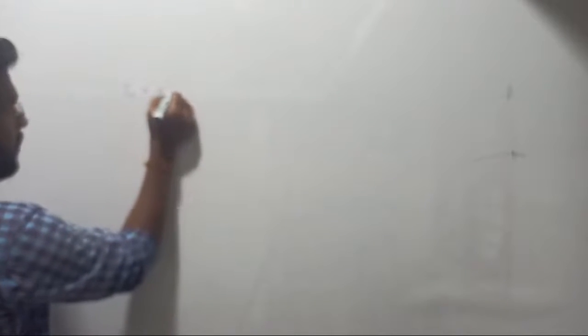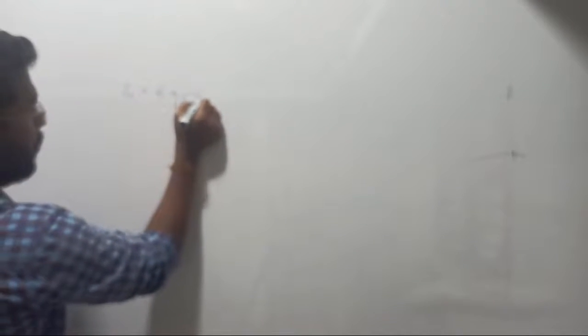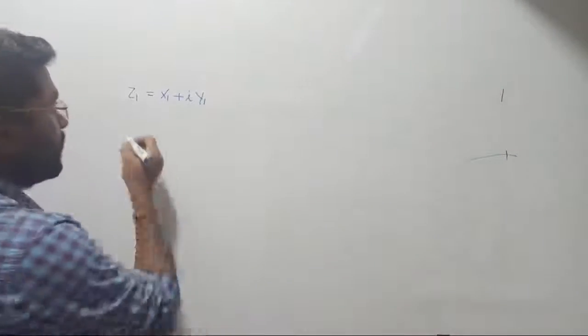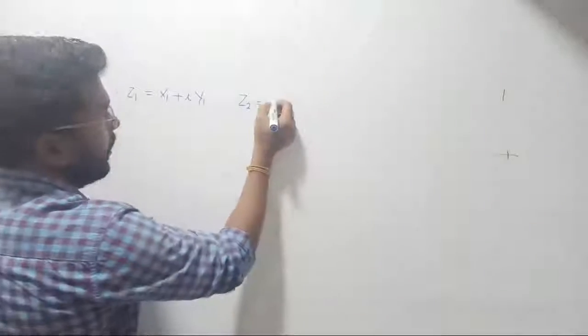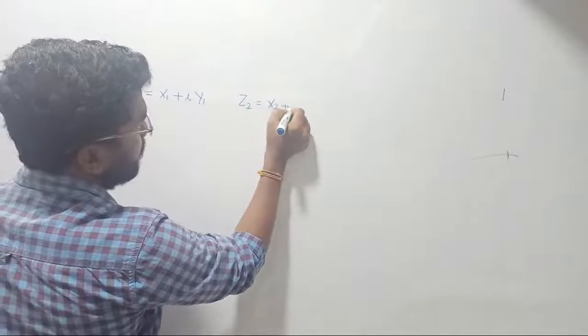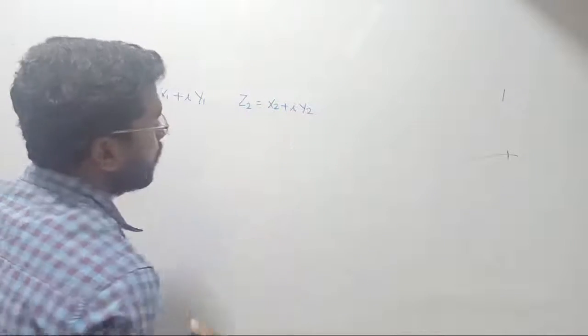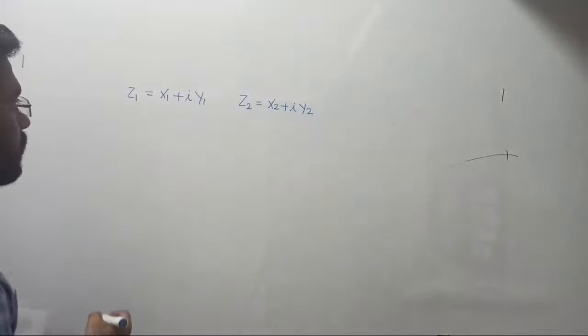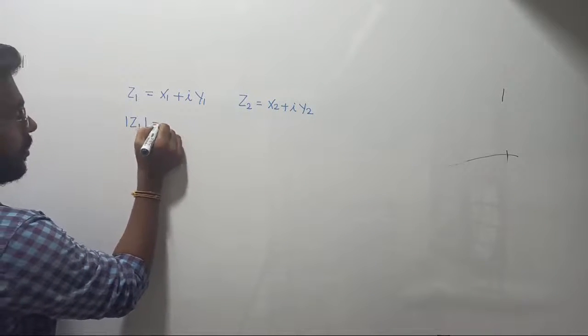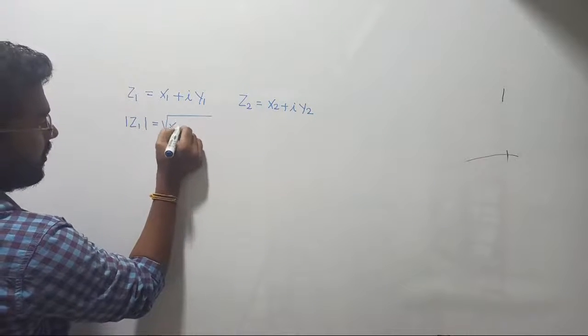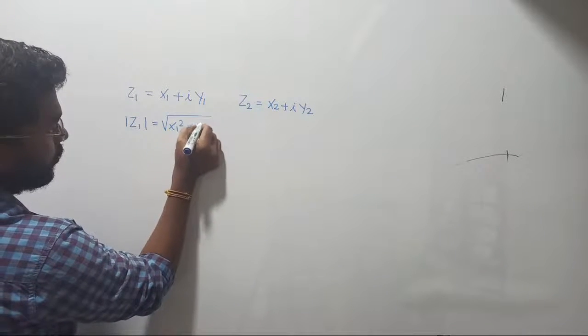Z1 can be defined as x1 plus i into y1. Let me consider a variable in the rectangular domain, an independent variable. Similarly, z2, let me define this one as x2 plus i times y2. Now I am going to do a few things here. First I would like to find the value of mod z1. Try to do it by yourself. That is the square root of x1 square plus y1 square.